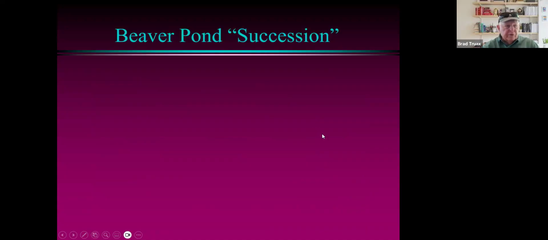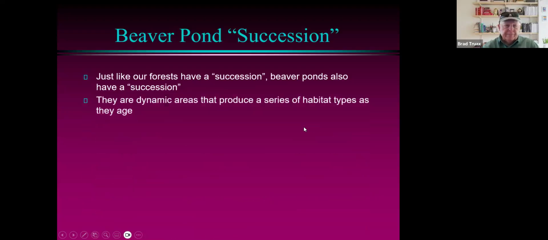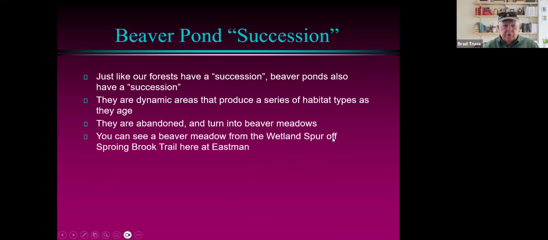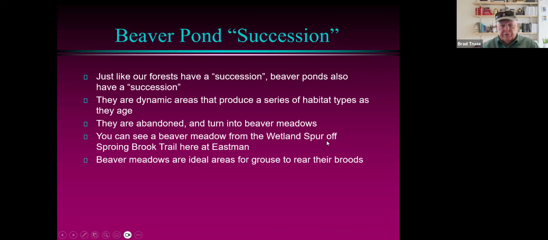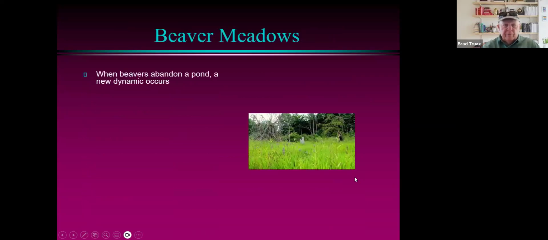Now, not only does the forest have a succession, but beaver ponds also have a succession. They're dynamic areas that produce a series of habitat types as they age. When they're abandoned, they turn into beaver meadows. And you can see a beaver meadow from the wetland spur off the Springbrook Trail here at Eastman. And beaver meadows are ideal areas for grouse to rear their broods. Deer and other animals use these areas in the summer because of the edge, which is created between the woods and the meadow. This is what a beaver meadow looks like.